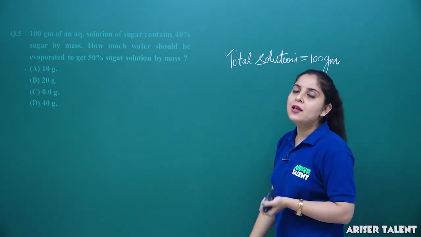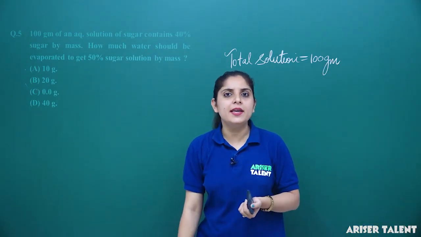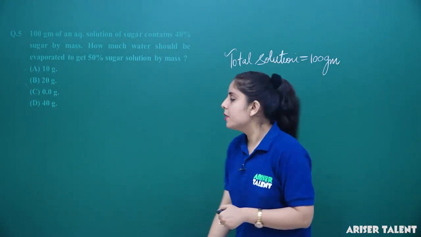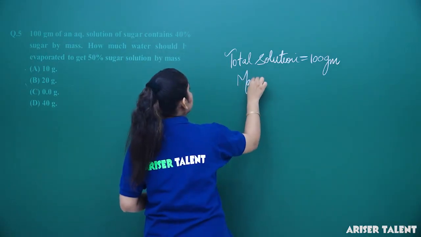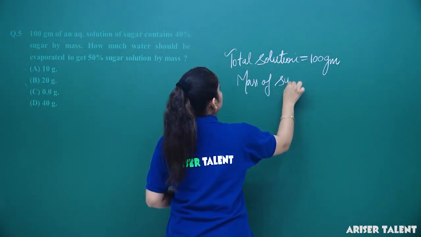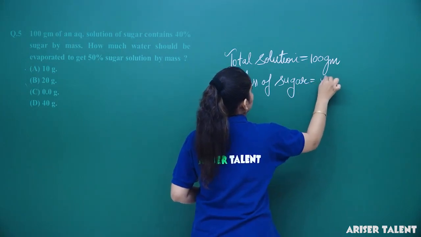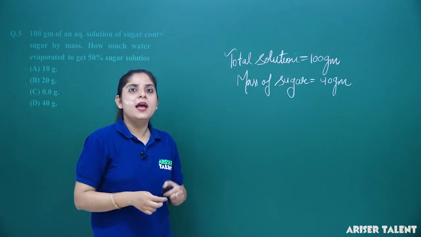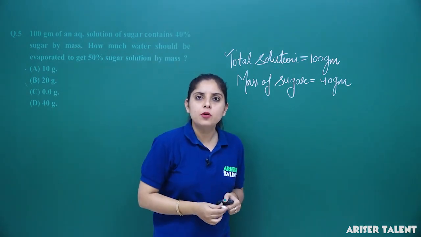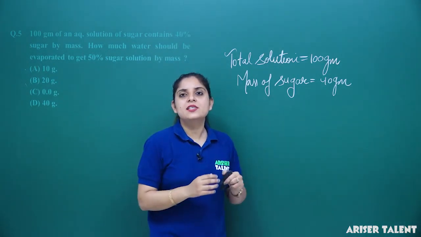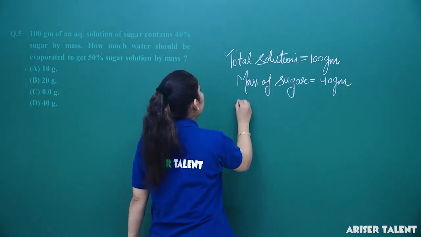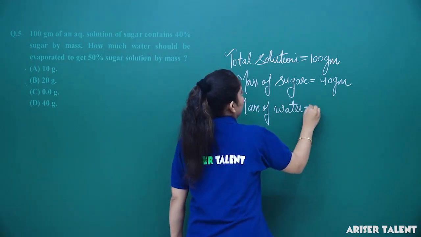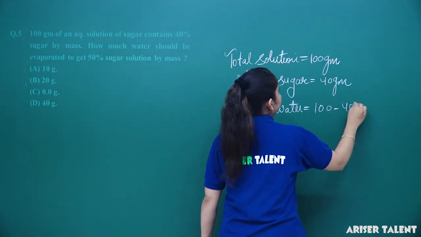So I can say that the mass of the sugar is 40 gram, because the standard solution provided to us is only 100 gram. So in a 100 gram solution, if sugar is 40 gram, then the water must be 100 minus 40, because 40 is sugar, and 60 gram will be the water. So the mass of water will be 100 minus 40, that is 60 gram.